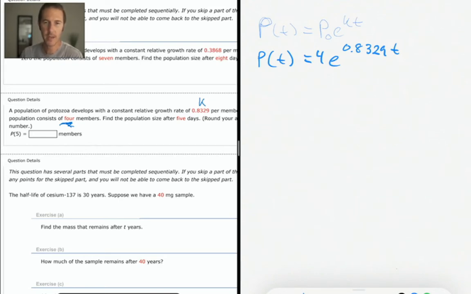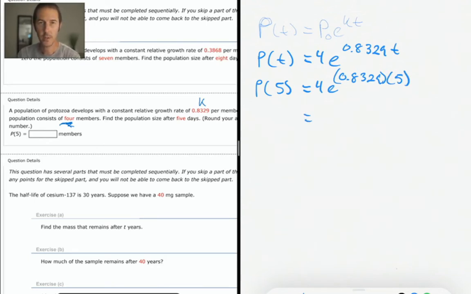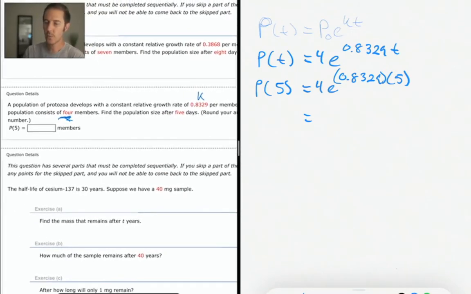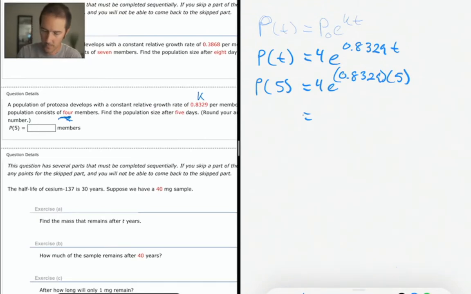We've used our K value and our initial population of 4. Now all we have to do is find the population after 5 days. So P of 5 equals our starting population of 4 times e to the 0.8329 times 5. You can plug this into a calculator to get a final answer, and I'll tell you what it is. 4 times e to the power 0.8329 times 5. Enter, and I got 257.44. We're supposed to round our answer to the nearest whole number, so that's approximately equal to 257.